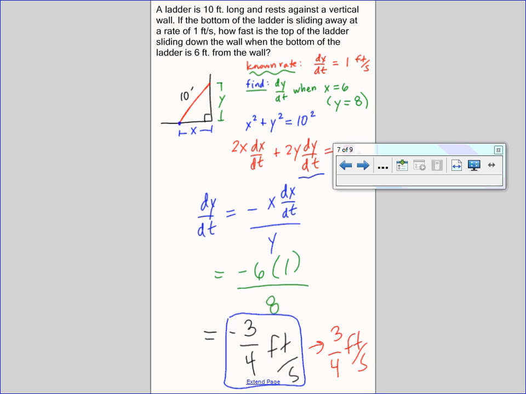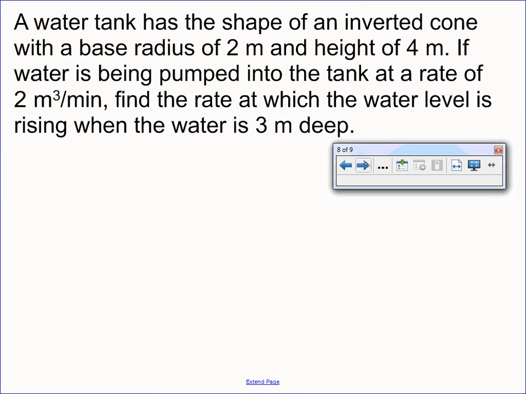So we'll go ahead and differentiate first, isolate our unknown rate, and then plug in our moment in time values last. That way we won't lose any changing quantities. Awesome? Great. Let's do one tricky one.